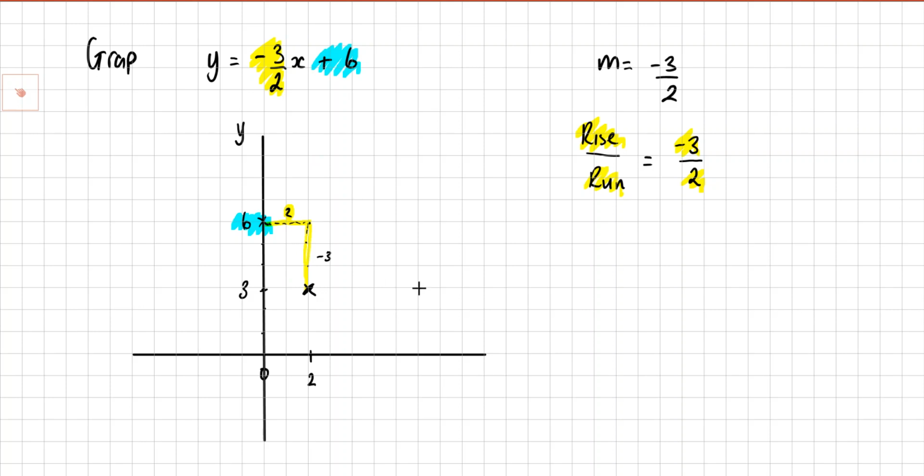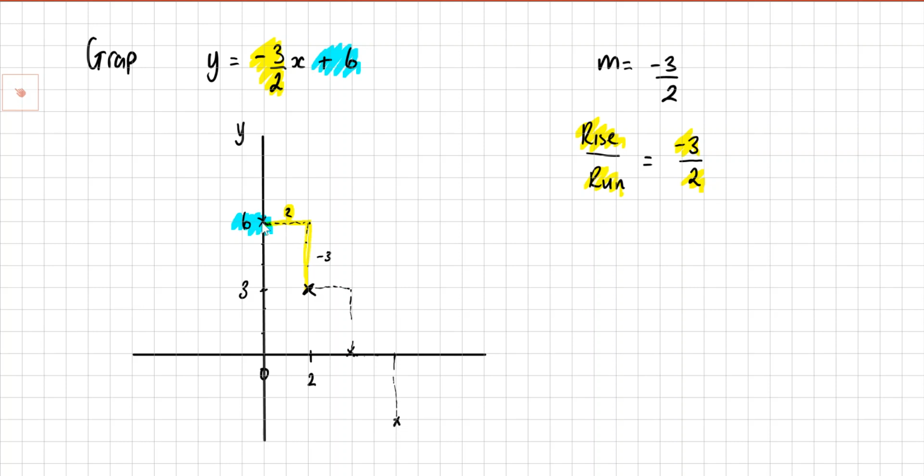Right guys, so now I've got 2 points. How many other points do I need? I actually don't need any more points, but it might be nice just to do a few. Let's go across another 2 and go down 3. There's another point. Across 2 and down 3.